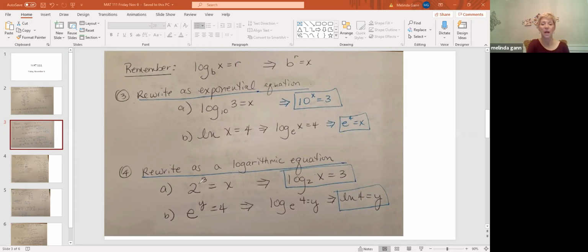But you've also got to be able to go the other way, change the exponentials to logs. So you know you're going to have a log. So remember, this base becomes your base.